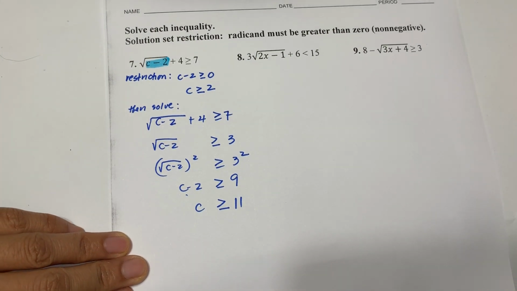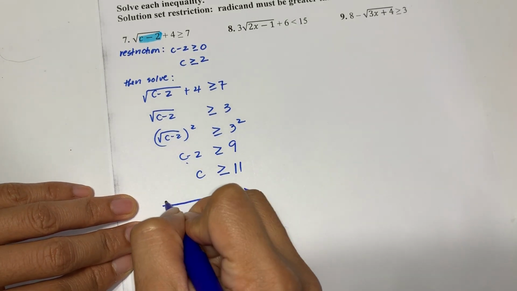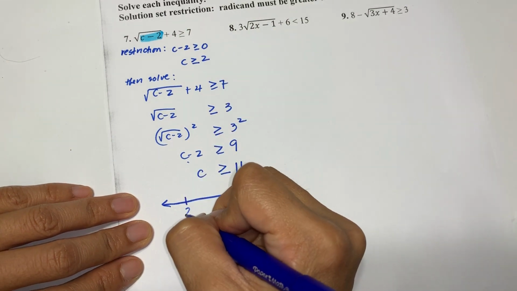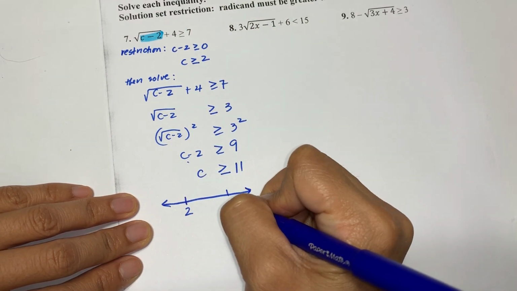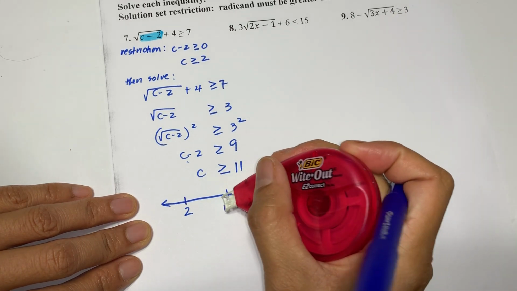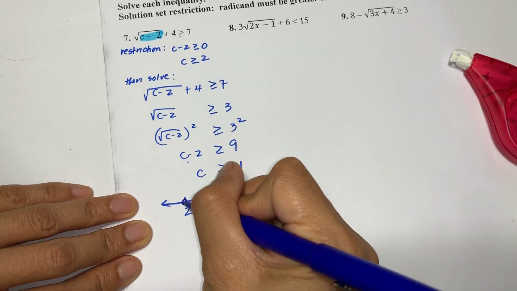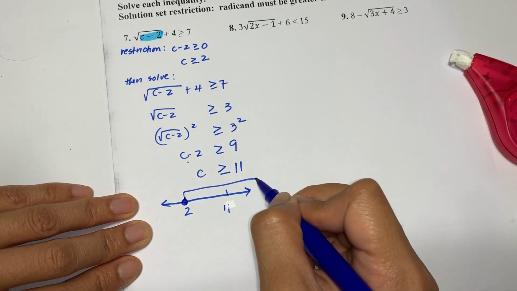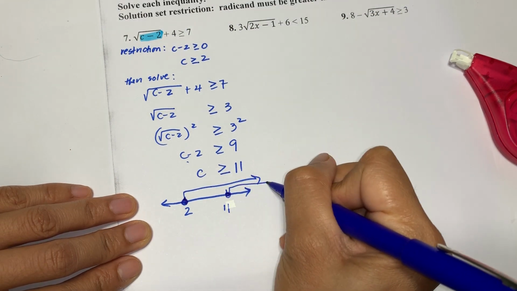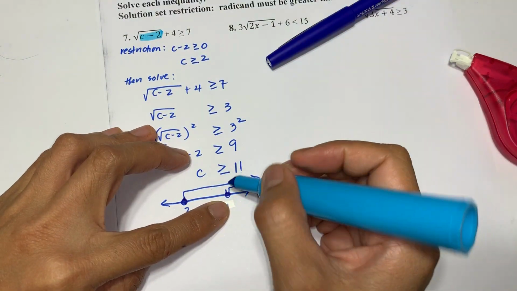So some of you can do it in your head. For those of you who can't, just draw a number line. You have 2 critical points at 2 and at 11. Sorry, I'm supposed to write 11 here. I don't know why. Okay. So here it's closed, greater than, so to the right, correct? This one closed also to the right. So which one do we want? We want where they overlap. This area right here.